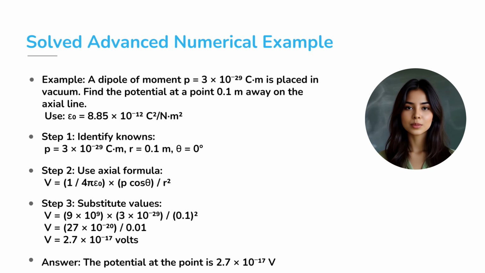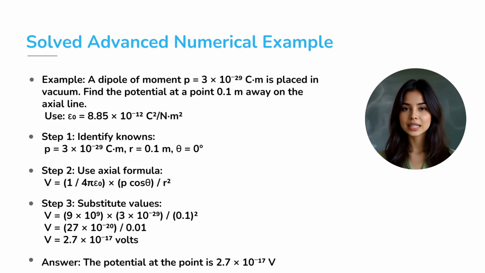A dipole has a moment P equals 3 into 10 raised to the power minus 29 coulomb meter. We need to find the potential at a point located 0.1 meters from the center along the axial line. We'll use V equals 1 divided by 4 pi epsilon naught multiplied by P cosine theta divided by r squared. Given P equals 3 into 10 to the power minus 29, r equals 0.1 meters, theta equals 0 degrees, so cosine theta equals 1, and 1 by 4 pi epsilon naught is approximately 9 into 10 to the power 9.